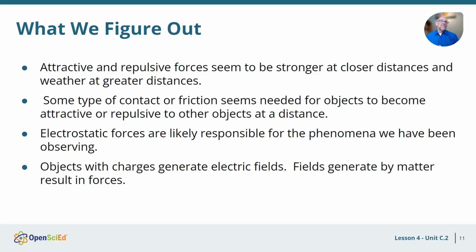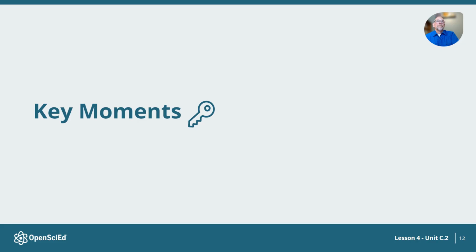We recognize that matter can exert attractive or repulsive forces on other matter, and that the distance between the matter affects the magnitude of the force. These forces seem to arise as a result of contact or friction between matter, but not all matter produces these forces. The forces we see at small scale seem to be related to the phenomena in the water dropper system and maybe lightning, and that matter that exerts forces on one another does so through a field.